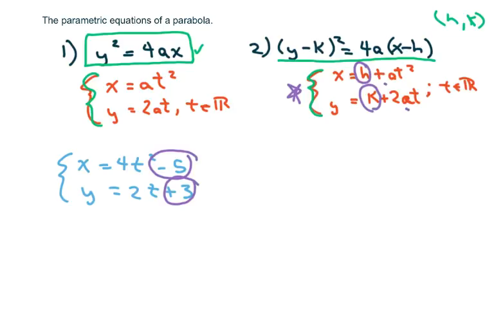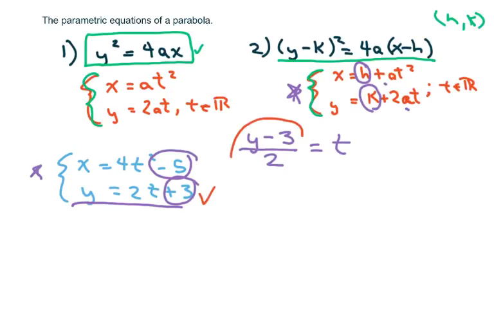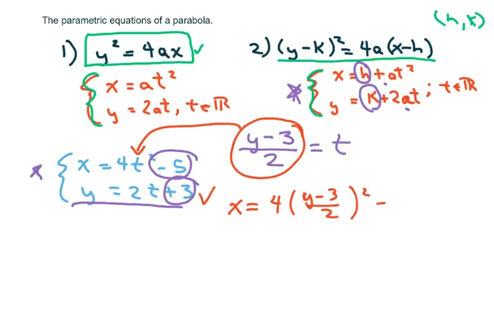And then to solve it, we're just going to solve for t. I'm going to look at this equation here and solve for t right here. So when I solve for t, I get y minus 3, and then I'm going to divide by 2 equals t. So I just solved for t in this equation. Now I'm going to substitute my t into that t there, just like we did on the other one. So we get x equals 4 times (y minus 3 over 2) squared minus 5. And I'm going to simplify this.